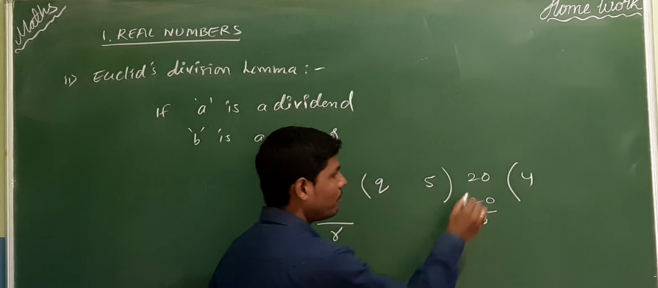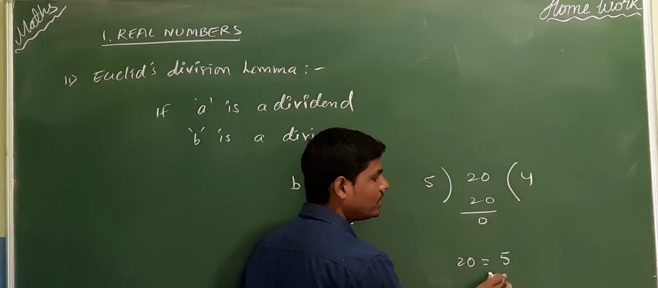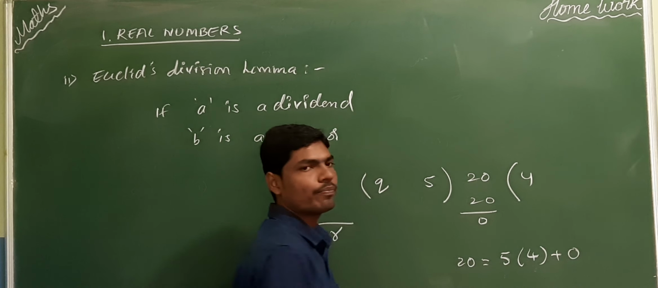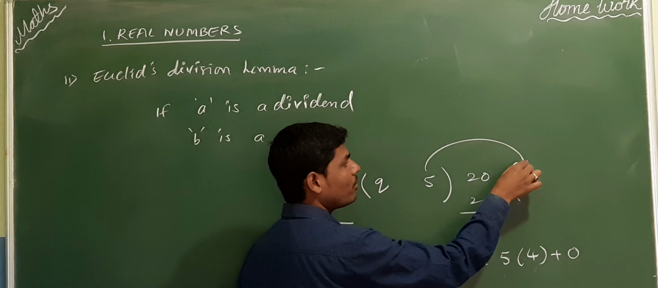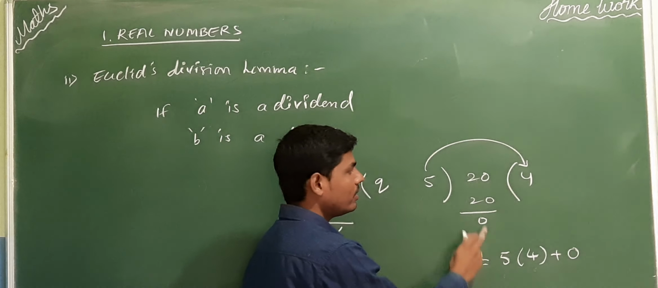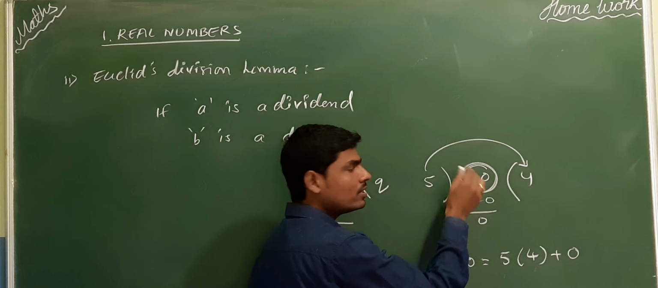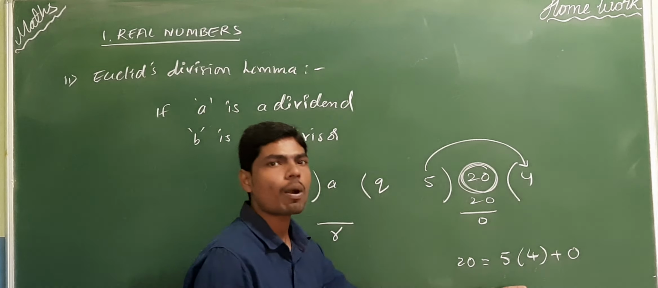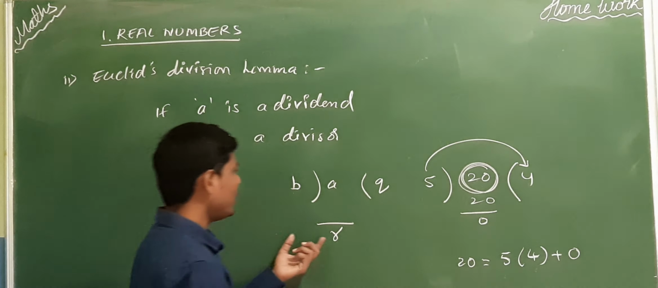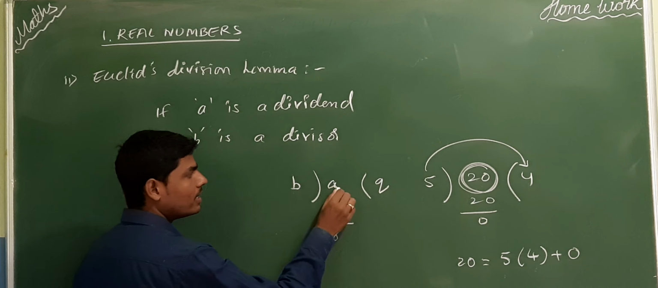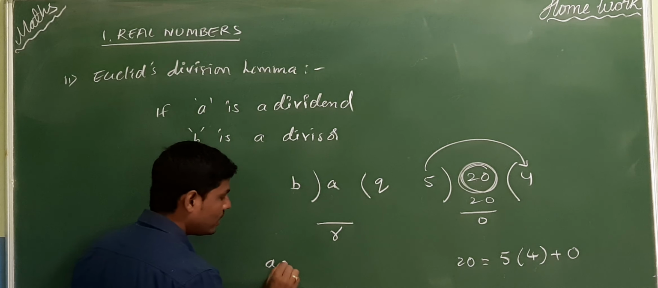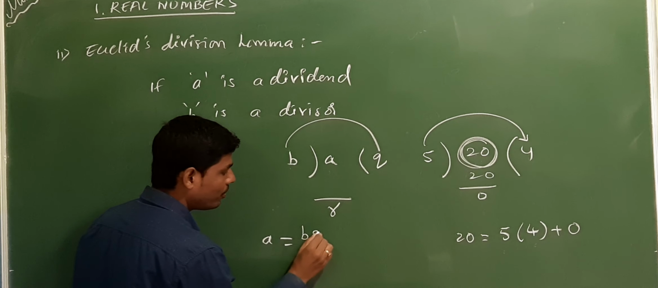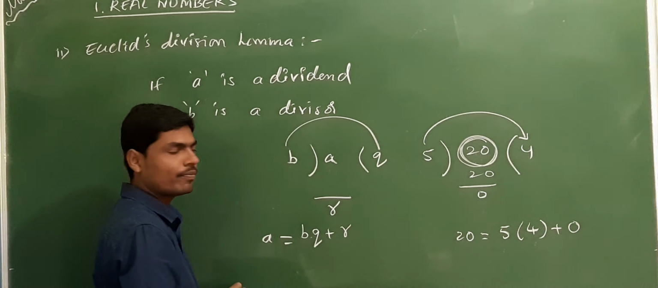Now this 20 we are distributing to 5 children. For each, 4 chocolates we are distributing. And the remainder you got is 0. That is 5 into 4 plus 0. This 20 is equal to 5 into 4 plus 0. This is the process to apply Euclid division lemma. Now apply here also. That is, the dividend A is equal to B into Q plus R.